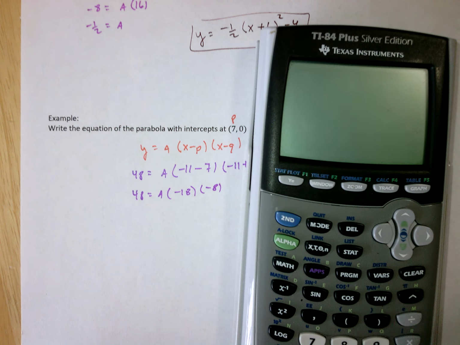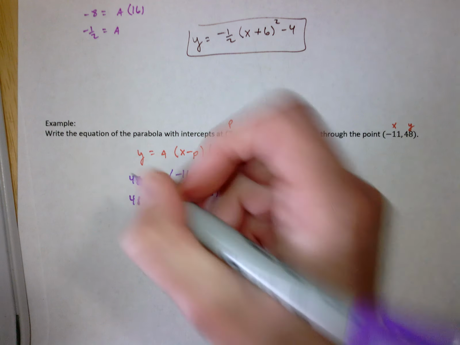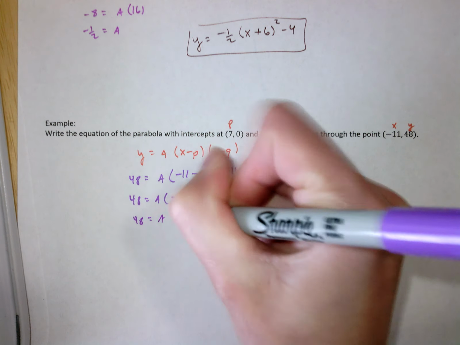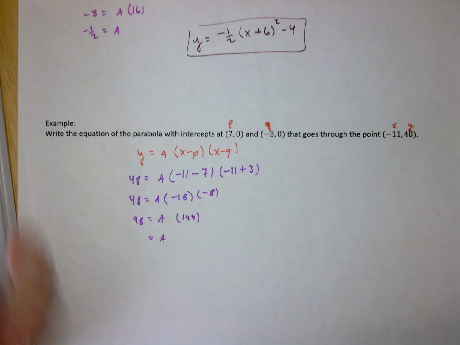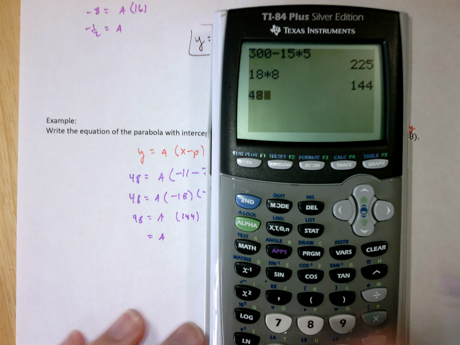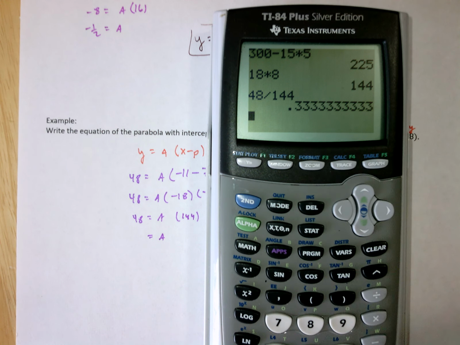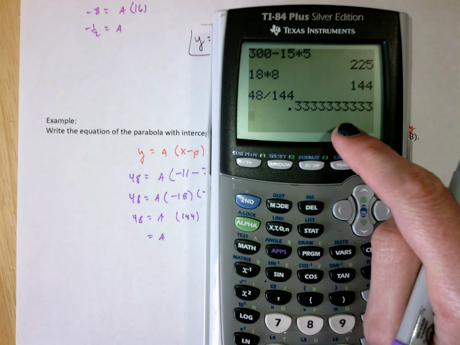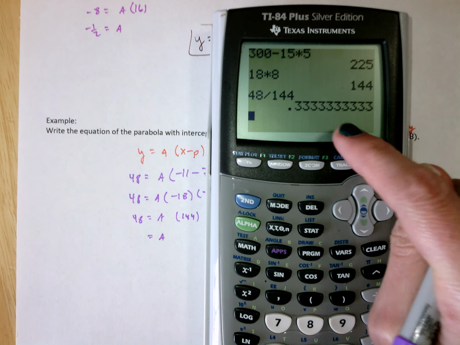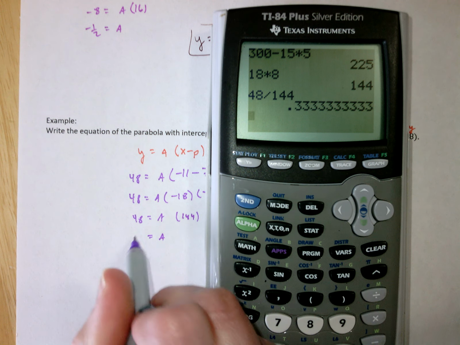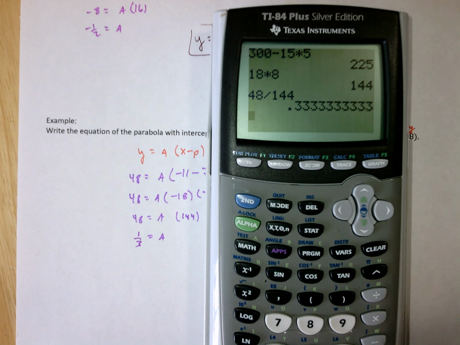Negative 18 times negative 8, I don't know what that is off the top of my head. It's 144. So a times 144. Divide both sides by 144. So 48 divided by 144. Now, looking at this, I got a decimal here. You don't want to use decimals. You want to write them as fractions. Now, hopefully you just know already that that's 1/3 and you're good to go.